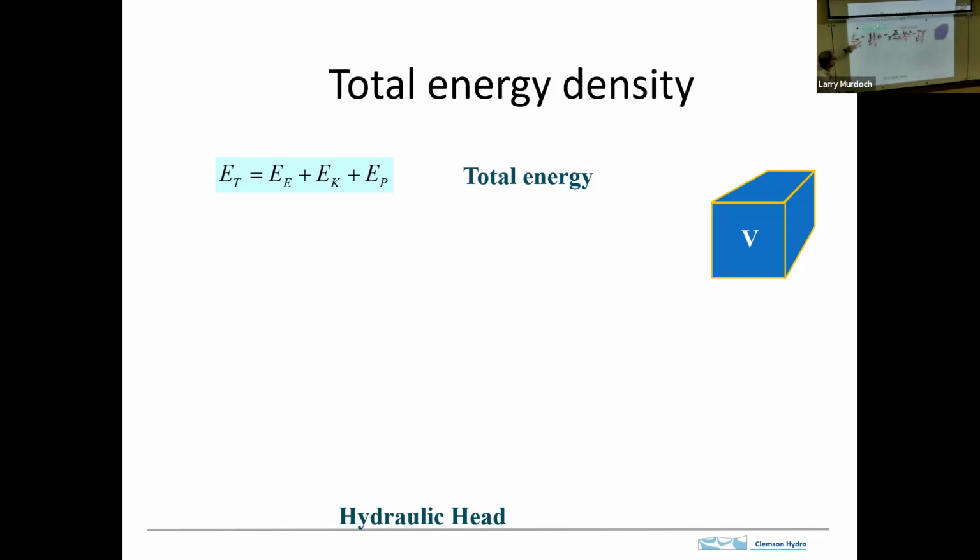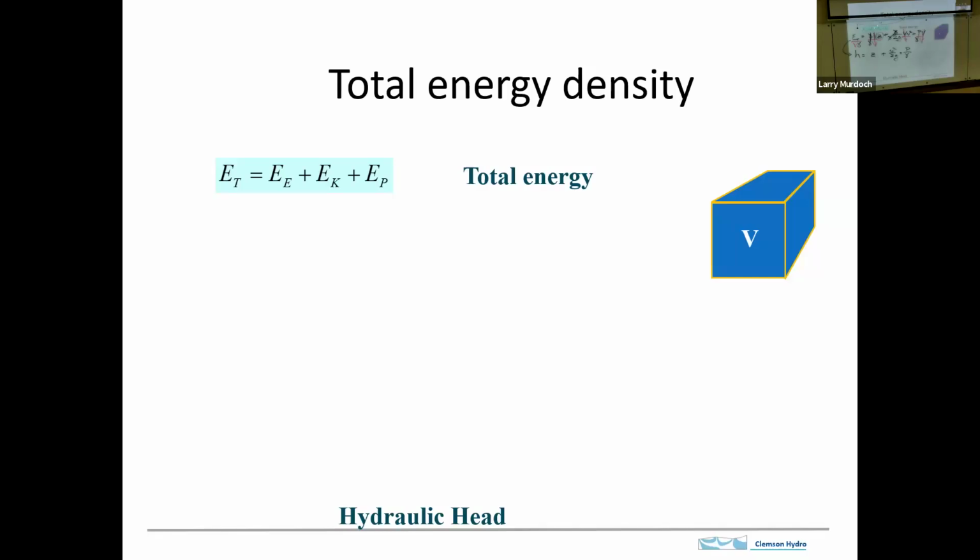So the energy density per unit weight, we'll call that the total hydraulic head. Okay, so that's that. And here's the term: V squared over 2g, and then P over gamma. So this is the total hydraulic head, and it has 3 components: the elevation head, the velocity head, and the pressure head.